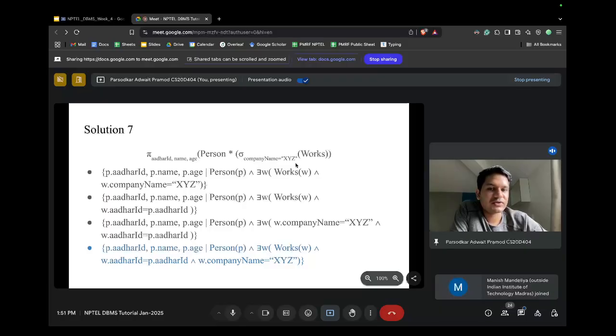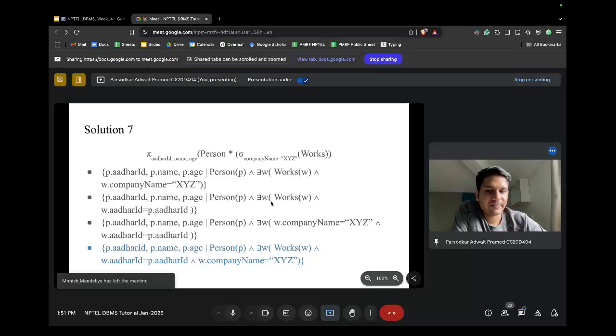So you will also have a join condition. And then you would also have a select condition such as company name equal to XYZ. So this is another thing you need to take care of. So what are the three things? It is defining what P and W are, first thing. Second thing, to check if there are join conditions. And third thing, to check for filtration or selection conditions, such as w dot company name equal to XYZ.